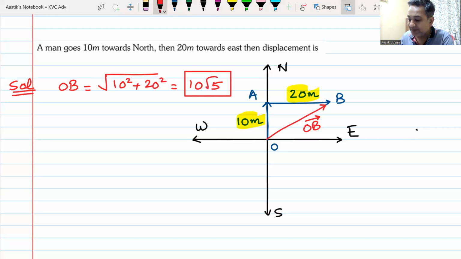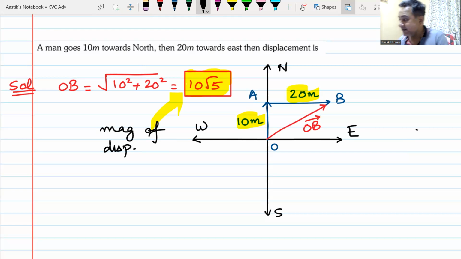Now when someone says 10 root 5, what does this 10 root 5 signify? It signifies the magnitude of displacement. But that is only one part. You have to also tell me the direction. How do you tell the direction of displacement? You tell me the value of this angle theta. This is the angle that it makes with the north direction.